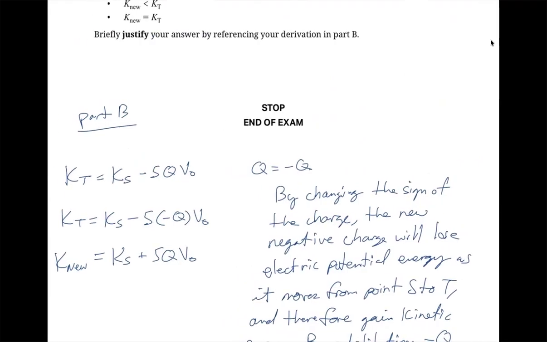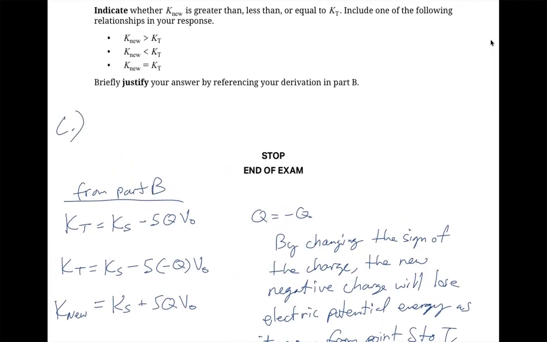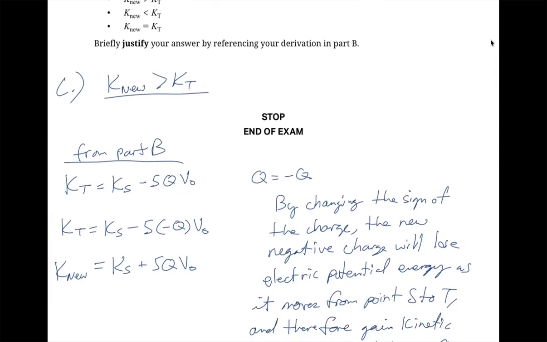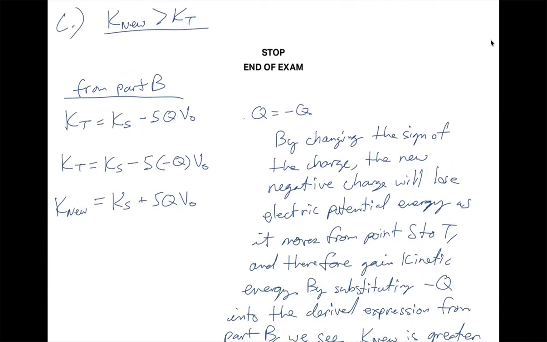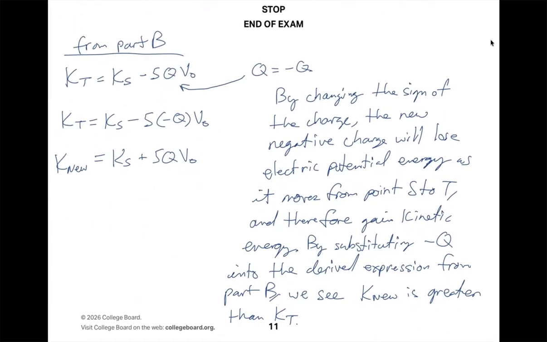Awesome. We should clean this up a little bit and say this is from part B. This is our answer to C, and we should say our claim is, in fact, that K new is larger than K sub T. And I think that should do it for question 4.